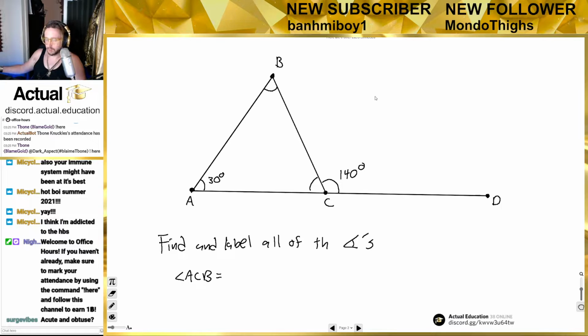Wait. So would it be 180 minus 140? Good. So then ACB should be 40 degrees, I think. Very good. And then those two combined make 70. 180 minus 70. Would the top one be 110? Yes, it would be 110. What's ABC? Good, good.